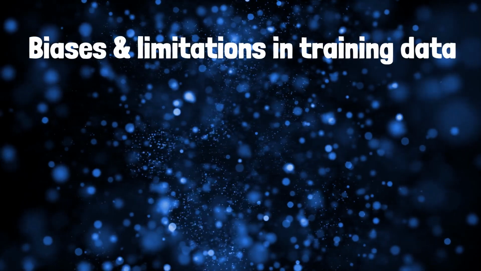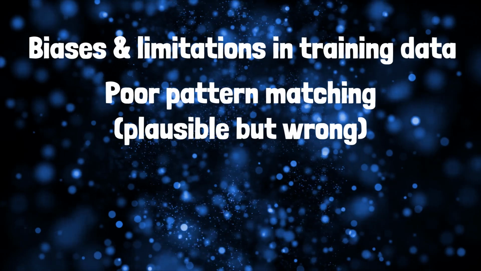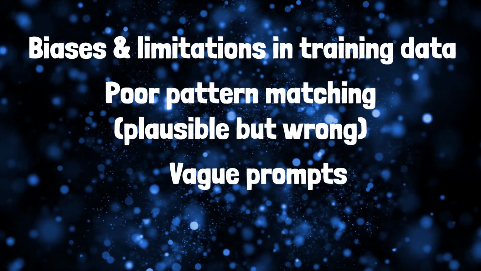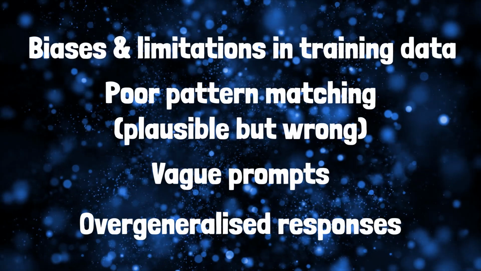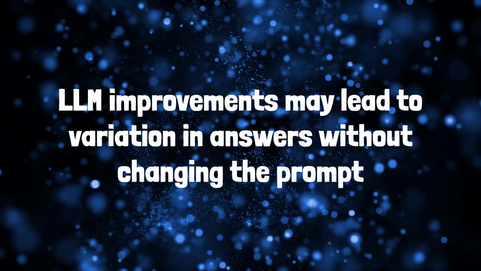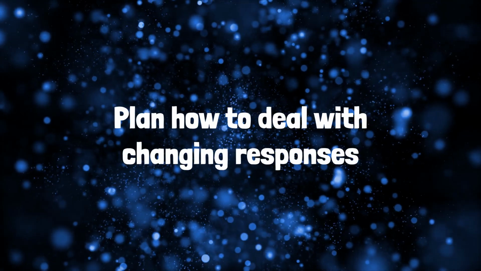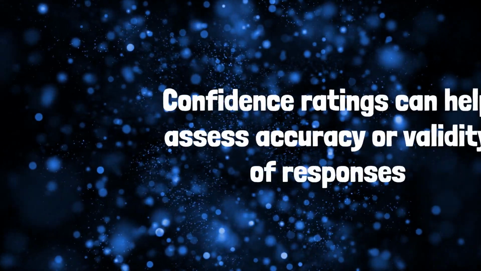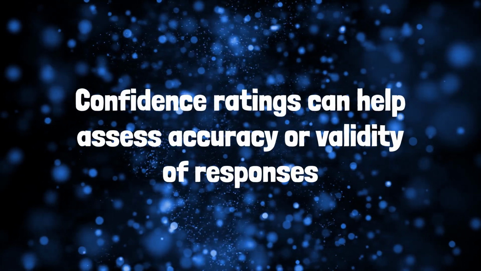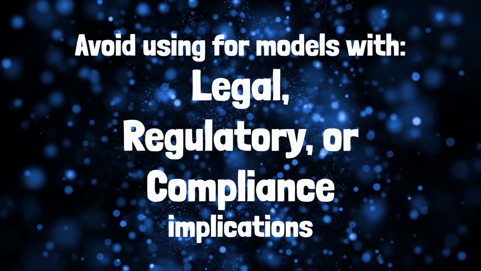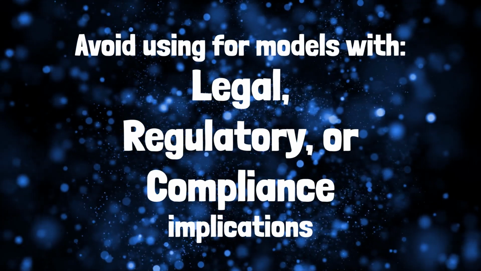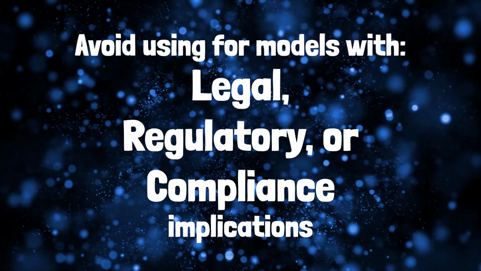AI tools can return inaccurate results because of training data limitations and biases, poor pattern matching generating plausible but factually wrong answers, vague prompts, and overgeneralized responses. Copilot is not immune to these issues, and as its large language models improve, there may also be variations in the answers to your questions. These variations should improve the quality of responses over time, but take this into consideration when encoding questions into workbooks, and consider asking the function to return a confidence rating for its answers. Avoid using Copilot for output in models that have legal, regulatory, or compliance implications, which brings us on to our next point.